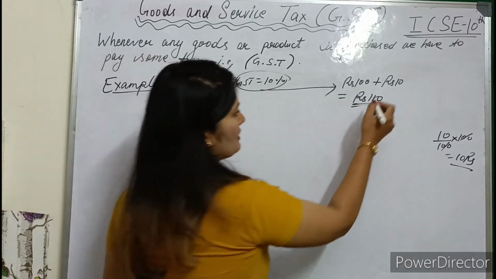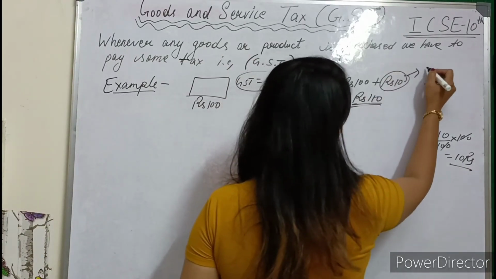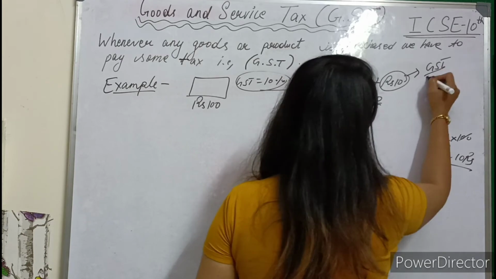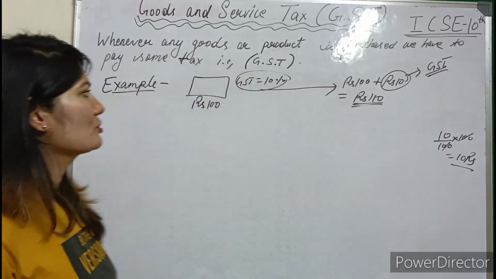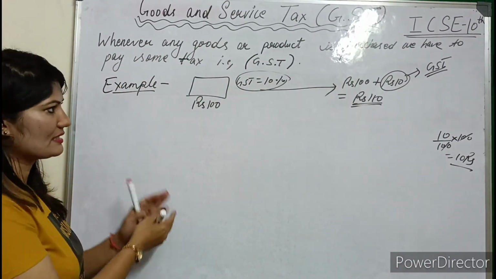So here this rupees 10 is the GST, which will go to the government. So this is the basic concept about GST.